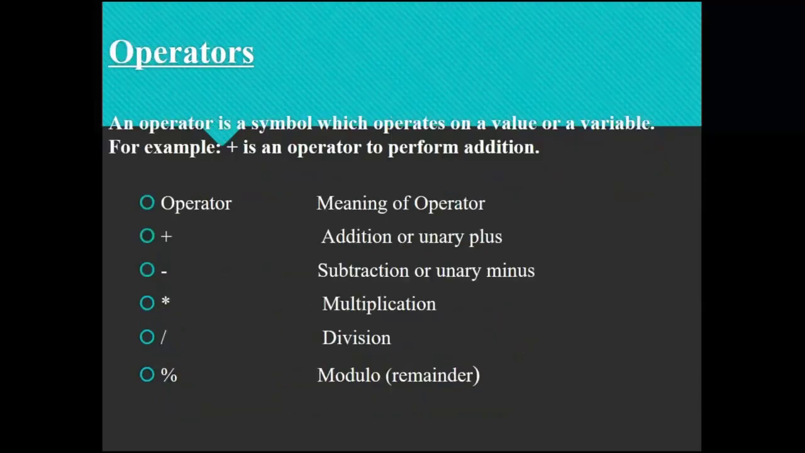Operators. An operator is a symbol which operates on a value or variables. For example, plus is an operator to perform addition. Similarly, minus is an operator to perform subtraction. There are different types of operators. Some are listed below: plus, minus, asterisk, forward slash, modulo. Modulo gives the remainder when two numbers get divided.